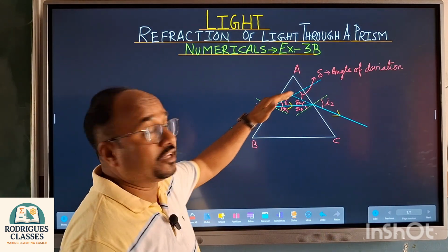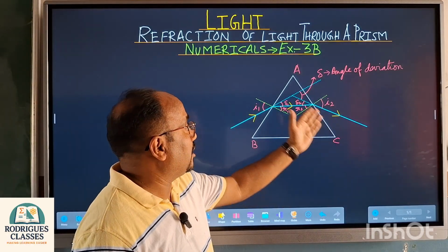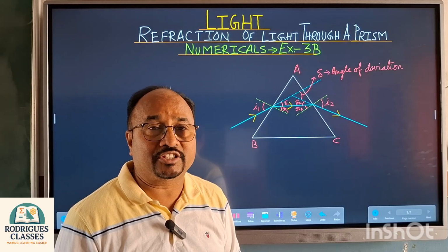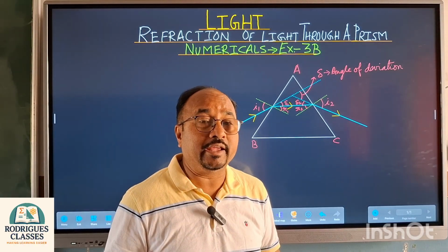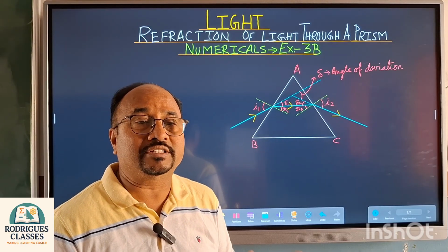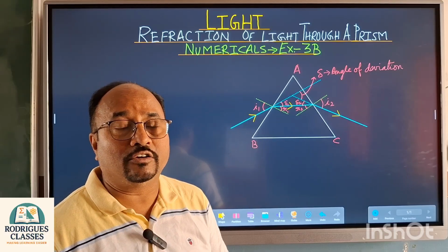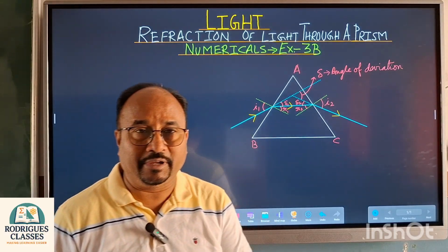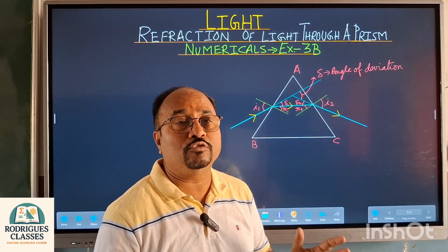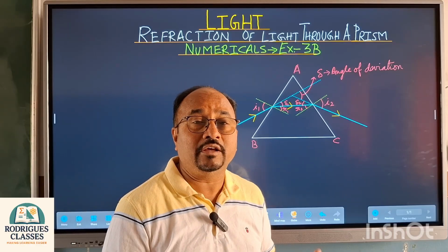This was our original incident ray, and the final emergent ray is this one. So when they are produced backward, you get an angle here which is called the angle of deviation, denoted by delta. So a very important part is this angle of deviation, because based on this angular deviation, angle of prism, angle of incidence and angle of emergence, all the relationships will be there. You have a derivation given in your textbook. We don't have to do those derivations. We will focus on the formulas so we can apply them and do the numericals.